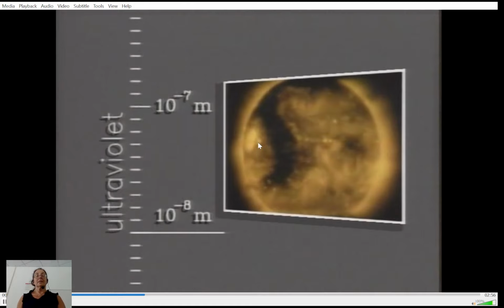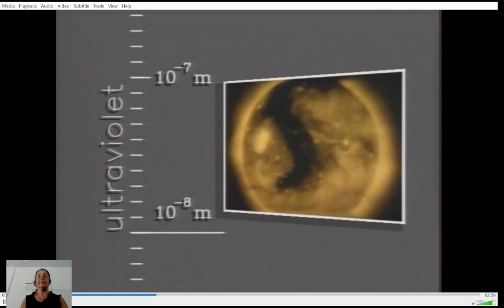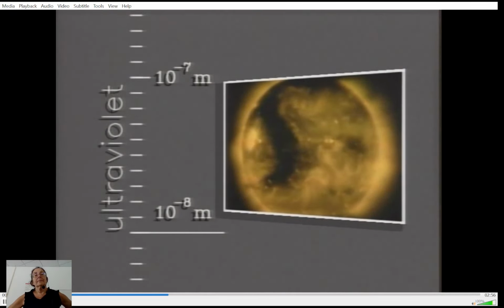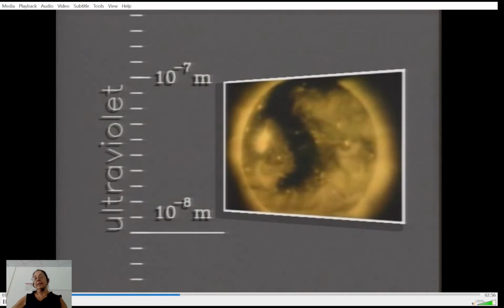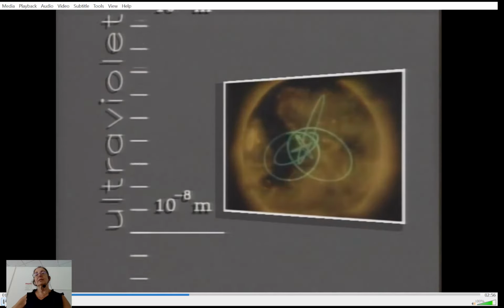Even shorter wavelengths, called ultraviolet light, are radiated by the sun. Though these invisible rays are dangerous to living things, they're absorbed and rendered harmless by the ozone in the Earth's atmosphere. So you see how well the design is? We have the ozone layer to protect us against UVC, for example, so it doesn't make it to the earth.